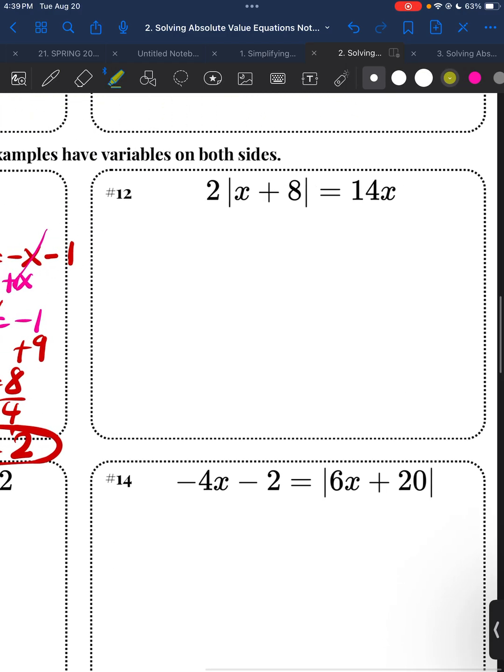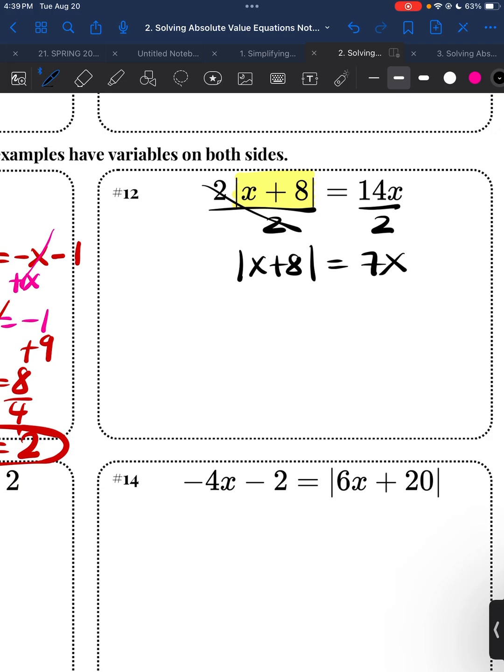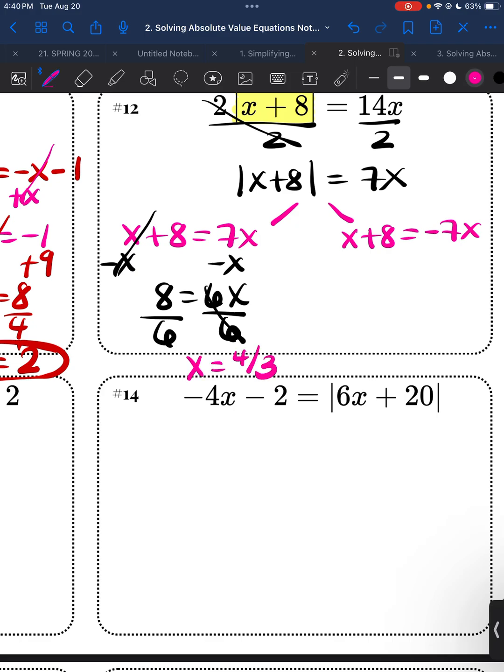Moving to number 12, we're isolating this part. So I'm going to go ahead and get rid of the 2 by dividing. I have absolute value of x plus 8 is equal to, this is going to be 7x. Now that it's isolated, we split it. So I have x plus 8 is equal to 7x. X plus 8, that 7x becomes negative 7x. Then I'm going to do minus 1x, which gives me 6x, and then divide by 6. Please plug it in. This one reduces, so we get 4/3. When you plug this one into the original, it does give you true, so I'm going to circle my answer.